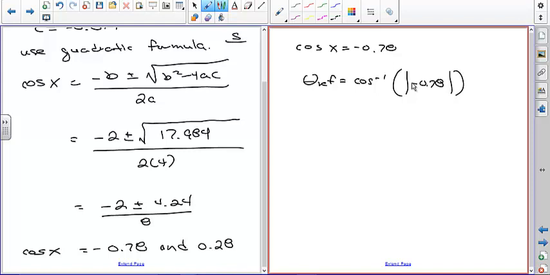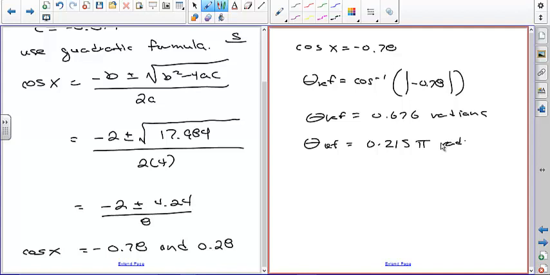So we take the inverse cosine of 0.78, which is the absolute value of negative 0.78, and you get the reference angle, which in this case is in radians. So you get 0.676 radians. Then we divide by pi. If you take this and divide by pi, you get 0.215 pi radians. These are all in the first quadrant.